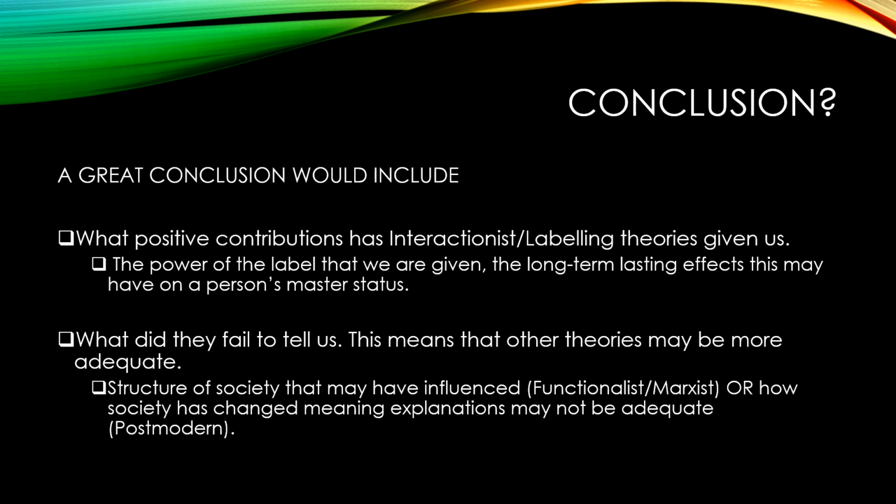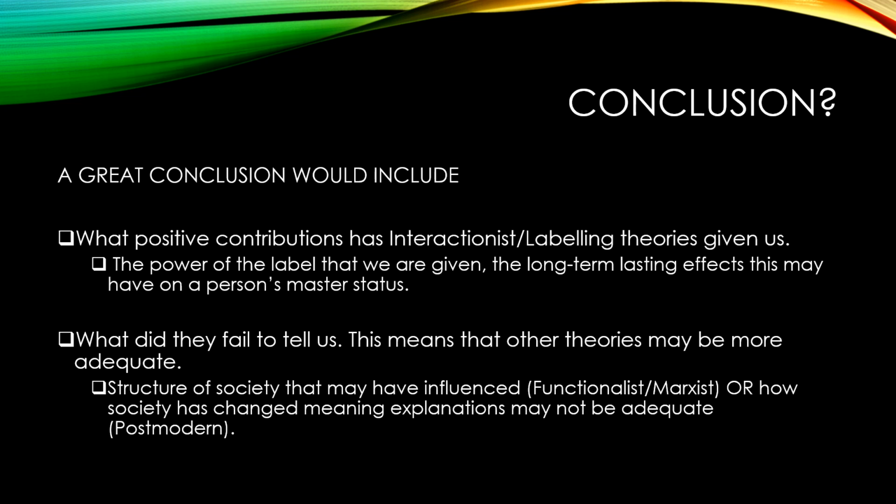As you go through your answer, you want to make sure that you have a reasoned conclusion at the end. What would that conclusion include? Well, you would summarise what positive contributions your interactionist and labelling theories have given us. They've told us about the power of the label that we're given, the long-term effects it has, how it might create a master status, how it might create a deviant career, or the role of the media, for example. You can also summarise what it is actually failing to tell you, through the evaluation points that you will have explored as you have gone through your answer.